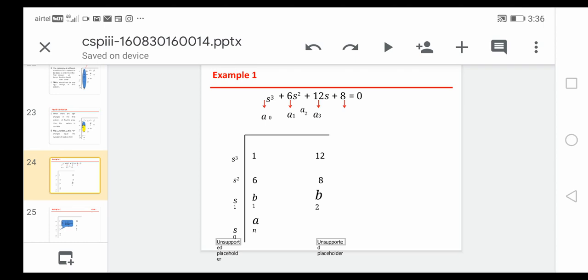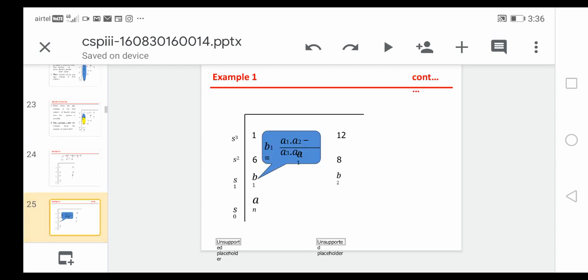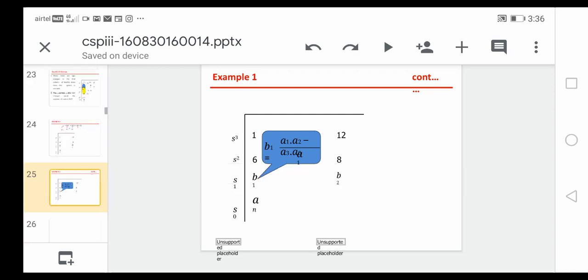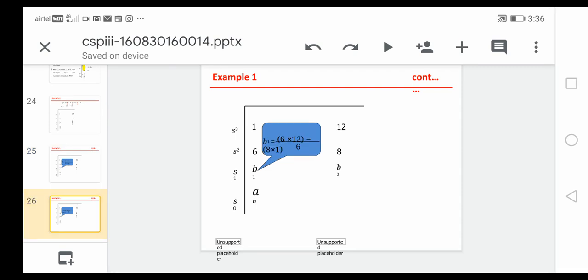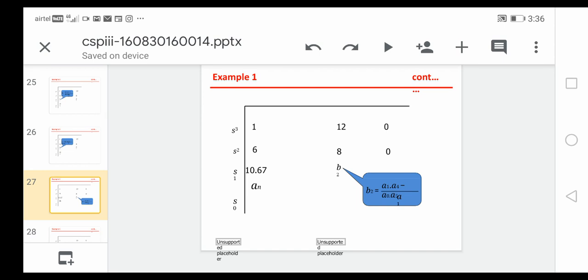Then what are the third row elements? B1 and B2, and so on. How do you get B1? 6 into 12 minus 8 into 1, divided by 6. Like this, you write 6 into 12, which is 72, minus 8, divided by 6, and then you get B1, which is 10.67. B2 does not exist, so only 8 is there.